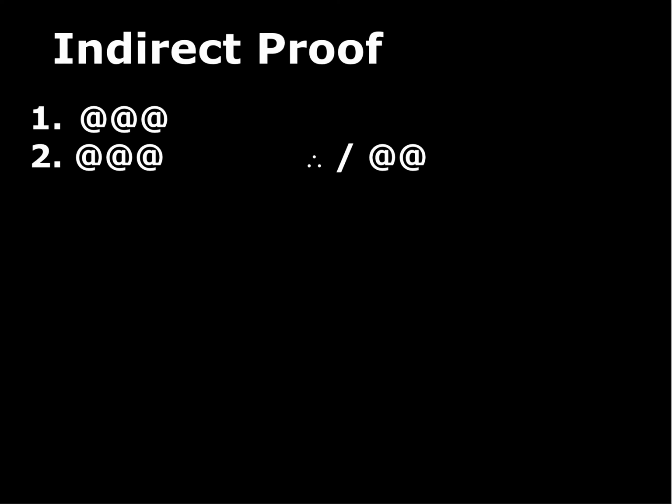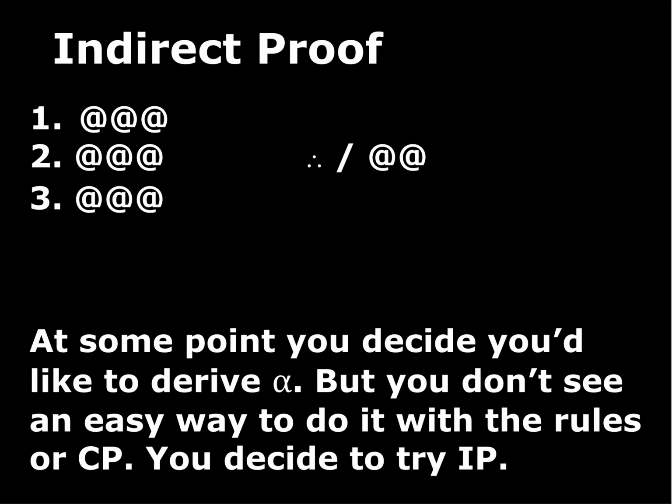Here's what it will look like, and it's a subproof, like conditional proof. Suppose, with generic statements, we have two premises and a conclusion. Maybe I've derived a line already, but at some point there's some statement, call it alpha, that I'd like to get. It could be atomic or compound, it doesn't matter. But I don't see a way to get it just by using the rules on the lines I already have, or by using conditional proof. Now we've got a new tool, indirect proof, so I decide to try that. What's that going to look like? Well, I'm going to start a subproof.